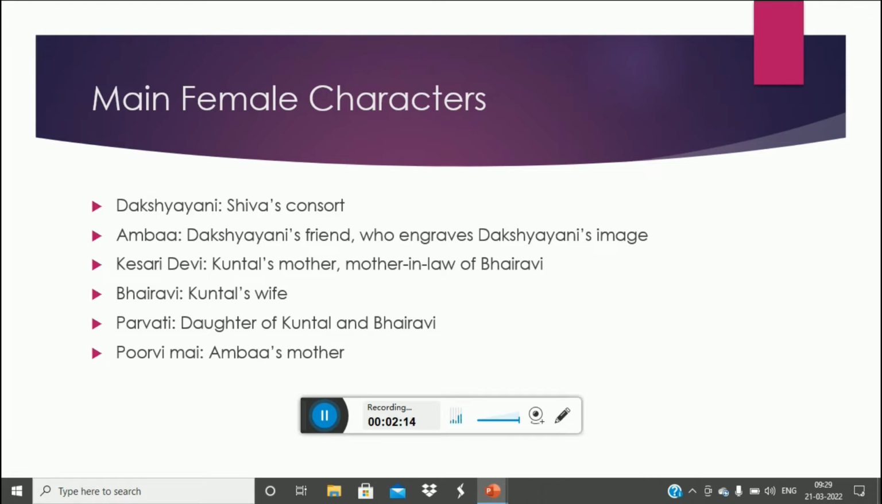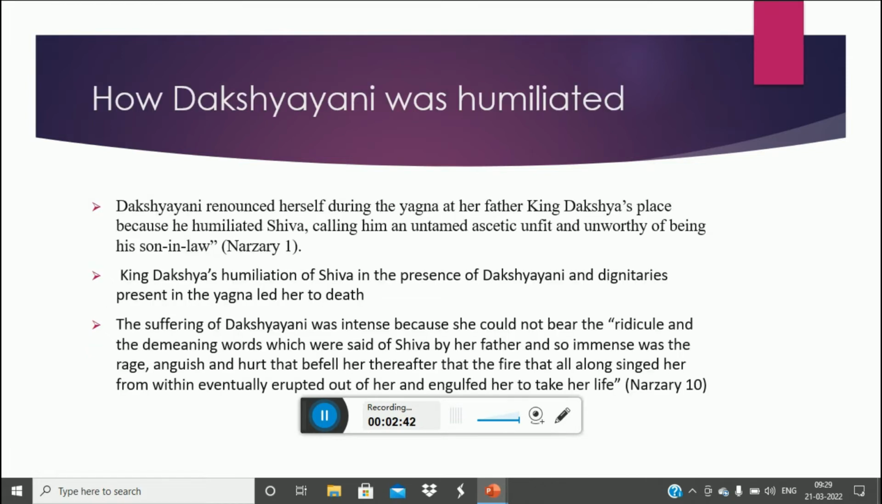We find here the main female characters: Dakshayani, Shiva's consort; then Amba, Dakshayani's friend, who engraves Dakshayani's image; then Kashori Devi, Kuntal's mother and mother-in-law of Bhairavi; then Bhairavi, Kuntal's wife; then Parvati, daughter of Kuntal and Bhairavi; then Purvi Mai, Amba's mother. What we find in this book is a strong depiction of the female characters. Here, the marginalization, discrimination or harassment of women comes not only from the male counterpart or from the patriarchal society, but at the same time, it comes from the females themselves.